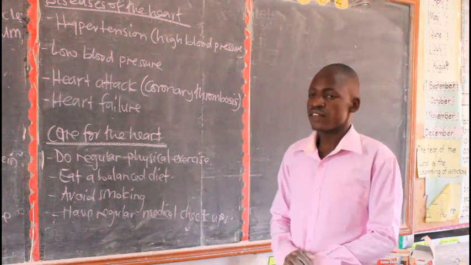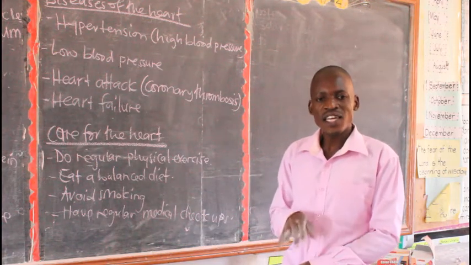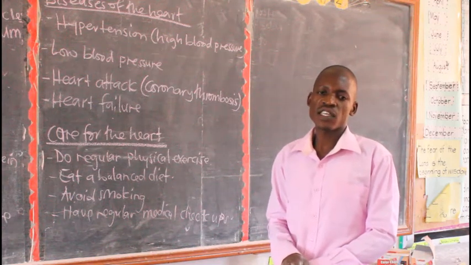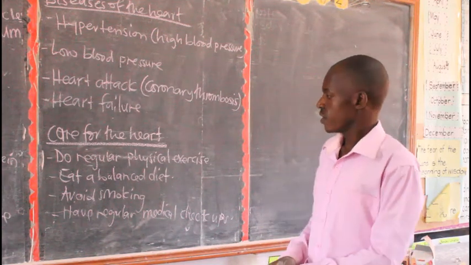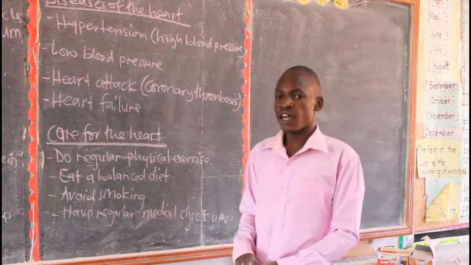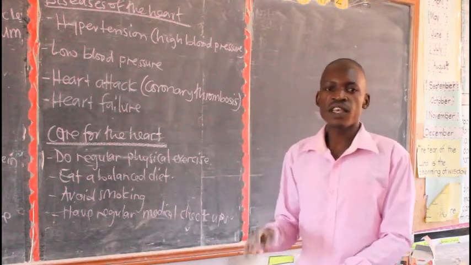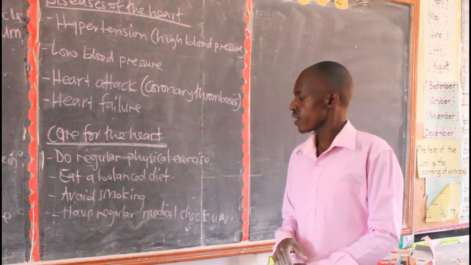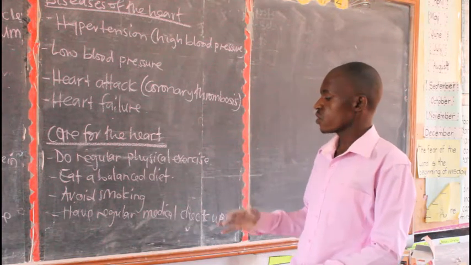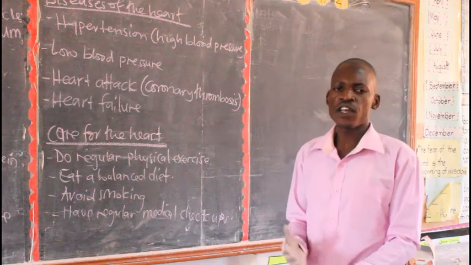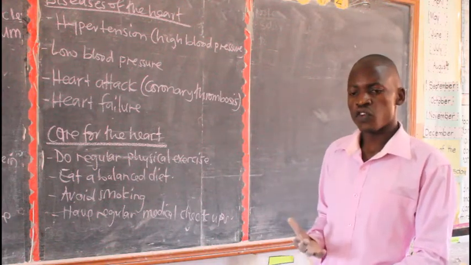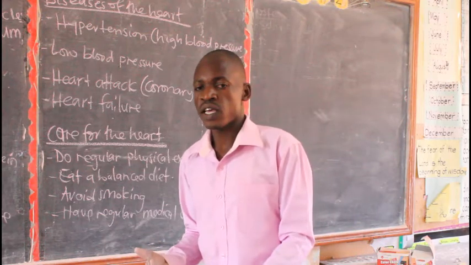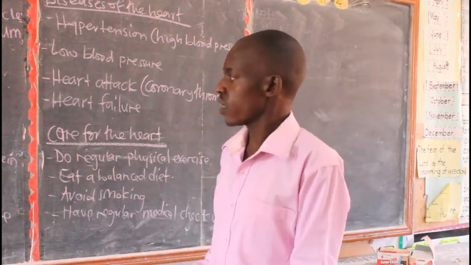Then, eat a balanced diet. Your diet must contain at least iron, which will help in the manufacture of blood. Then avoid smoking. Smoking leads to blood clotting and you end up getting heart attack. Then have regular medical checkups. Whether or not you are feeling well in your circulatory system, please go for a medical checkup to check whether the heart is okay. If it's not okay, they put it right.